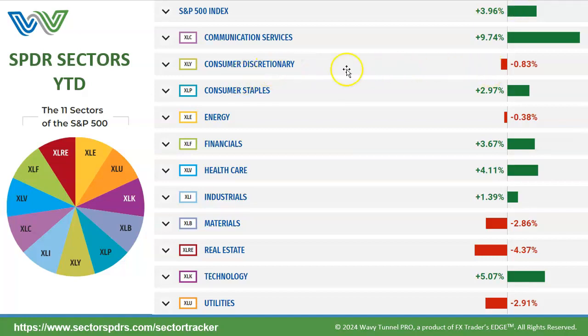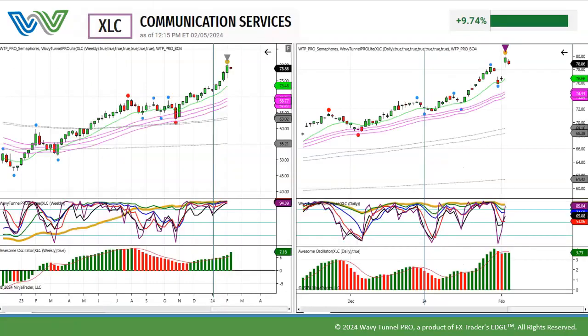The sectors which are underperforming are consumer discretionary, energy, materials, real estate, and utilities. The sectors which are outperforming are communication services, consumer staples, financials, healthcare, industrials, and technology. We're going to look at each one of these sectors using the market map and pick one stock within them to talk about what the market map is saying. We're starting with communication services. On the left, we have the weekly chart. On the right, we have the daily chart.